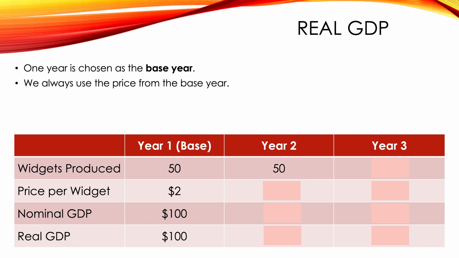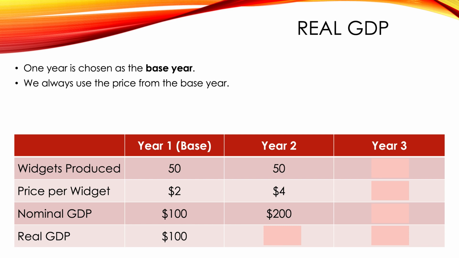Now, let's take a look at year 2. In year 2, 50 widgets produced just like year 1, but now the price of a widget has doubled, just like our example from the previous slide. So what would be the nominal GDP for year 2? Well, 50 widgets times $4 per widget, that would give us a nominal GDP of $200. But we know that that's making it look like production doubled, when in fact it did not.